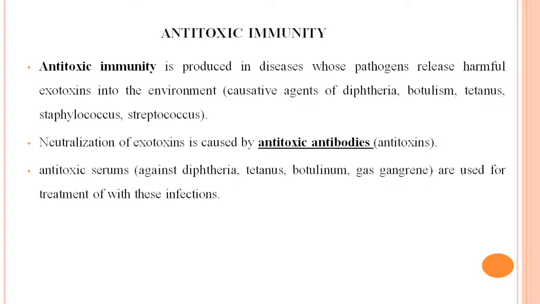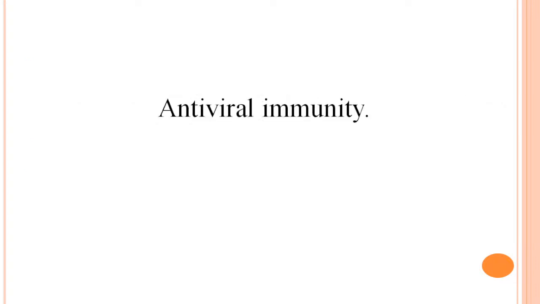So we also talk about antitoxic serum, for example, that is used against diphtheria, tetanus, botulism, gas gangrene. It's used for treatment of these infections. It's injected to block toxin in the host organism. So that is antibacterial and antitoxic immunity. Now let's talk about antiviral immunity.